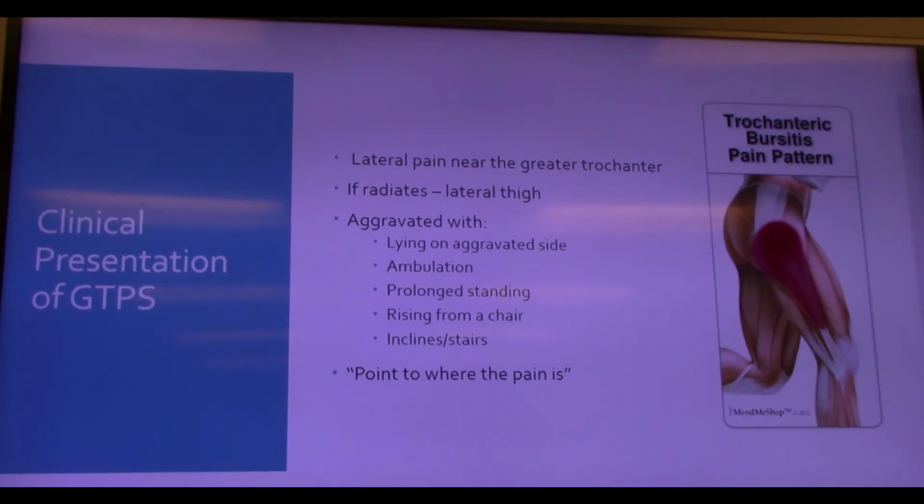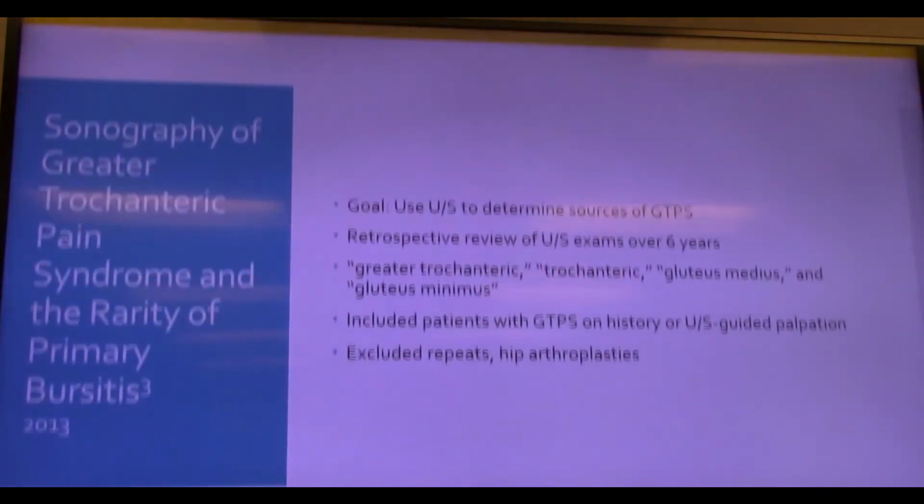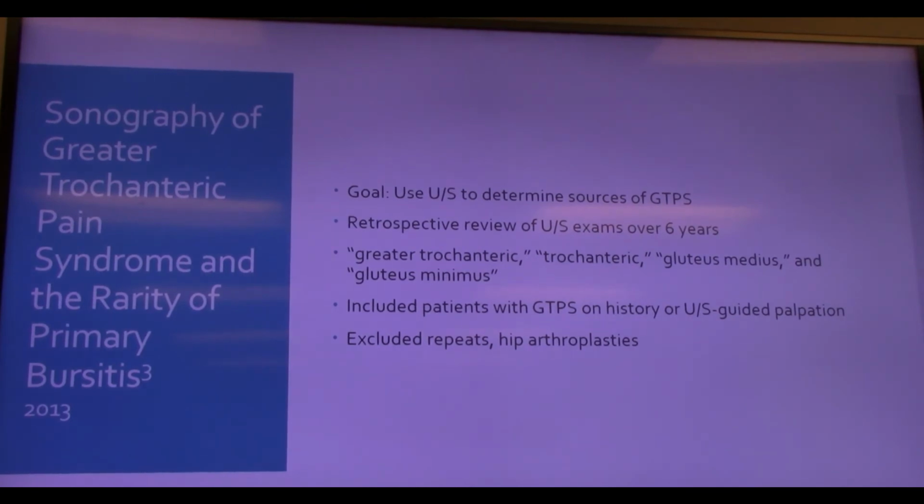You really want patients to point directly to where the pain is in order to help with the clinical history taking. One of the biggest questions for GTPS is what the most common pathology is. It was thought for many years that it would be GT bursitis, and that's actually not the case. Literature from the late 90s and early 2000s has shown that glute med and min tendinopathy is actually fairly common as well. There was a study done about 4 years ago looking at ultrasonography of GTPS, and they were trying to prove how rare primary bursitis actually was. Their goal was to use ultrasound to determine the sources of GTPS.